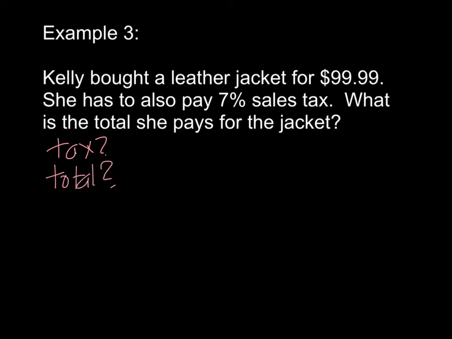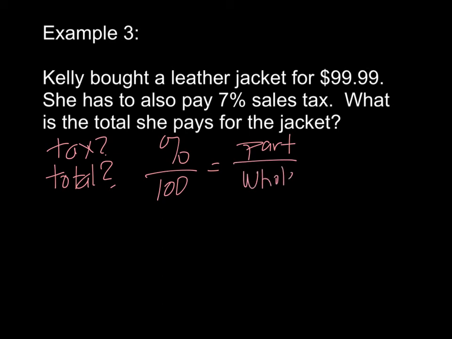We're going to use the universal percent proportion, so percent over 100 equals part over whole. And again, the whole is the price beforehand, because the sales tax is only a portion, so that's going to be the part. 7 over 100 equals X over 99.99.